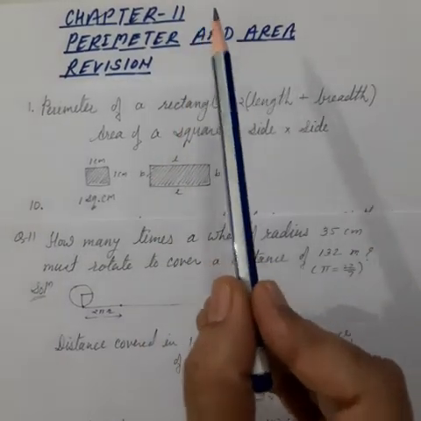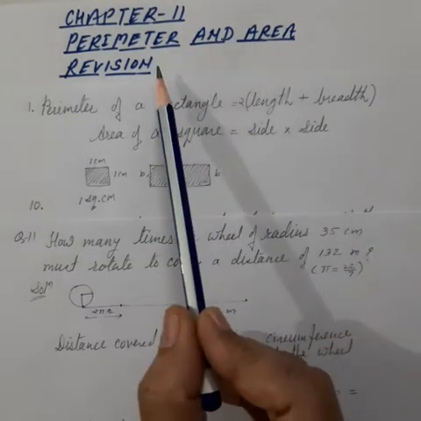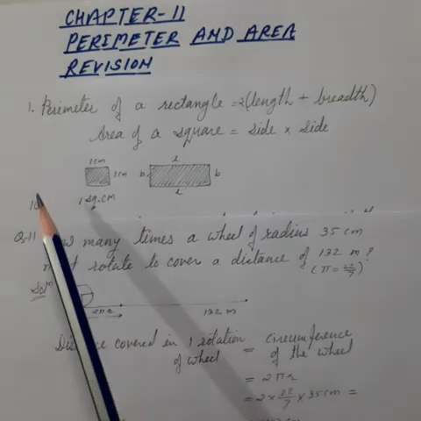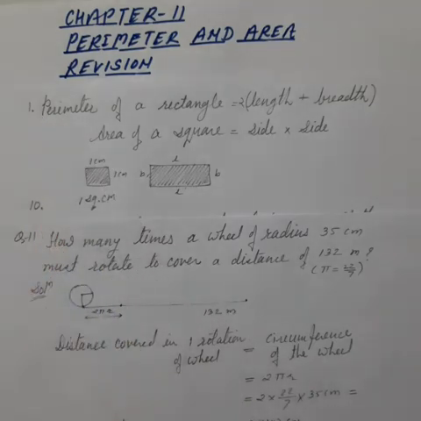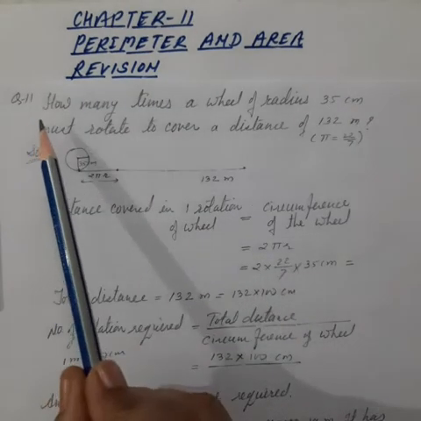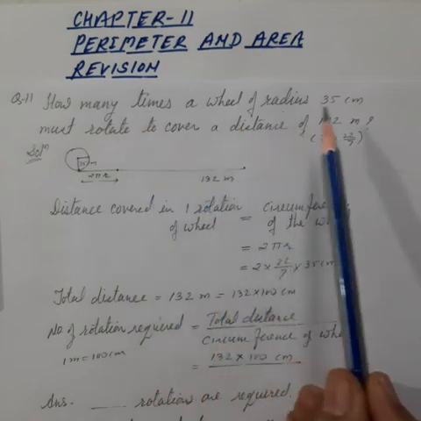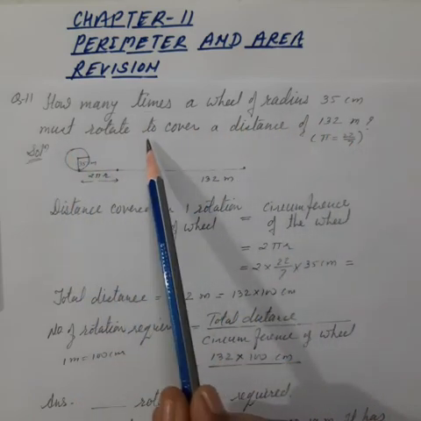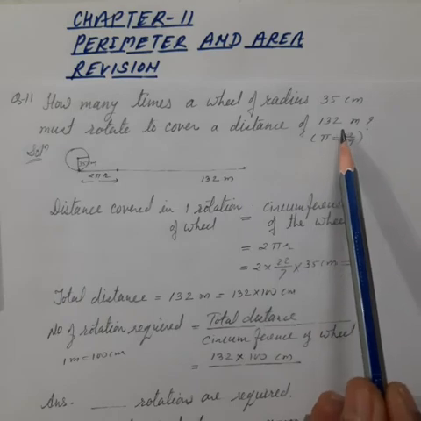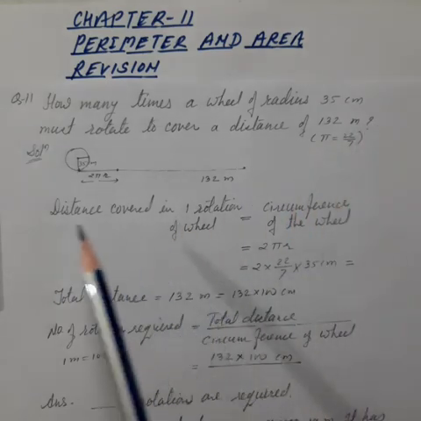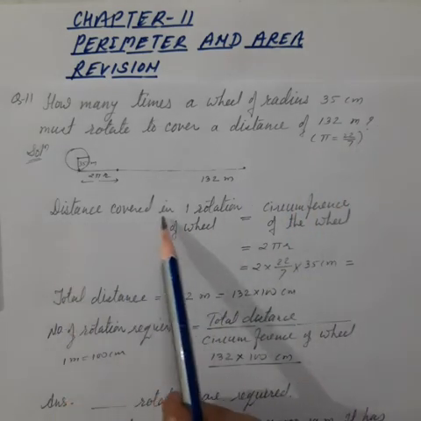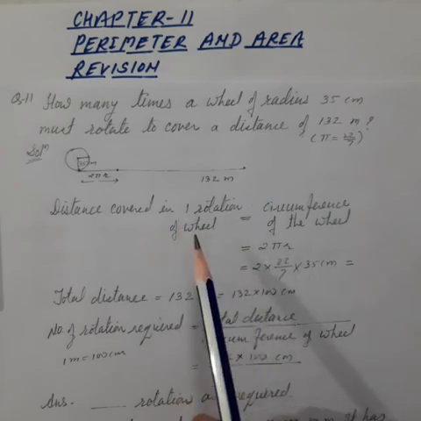In chapter 11, perimeter and area, in revision part, we have completed question 1 to question 10 in previous class. Question 11. How many times a wheel of radius 35 centimeter must rotate to cover a distance of 132 meter? First here we have to find out the distance covered in one rotation of the wheel.